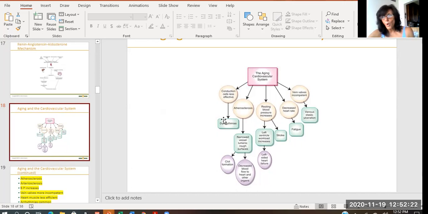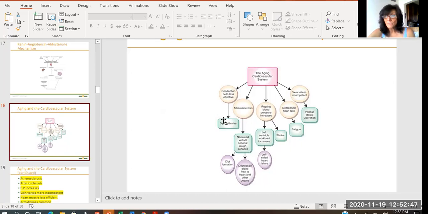So people that are older are more likely to form clots because the blood's not moving the way it should. And there's decreased blood flow to the rest of the body because it's moving a little bit slower. Resting blood pressure will start to go up as people age, which can lead to stroke, can lead to heart failure. Heart rates can decrease with age. Older folks sometimes get very fatigued.